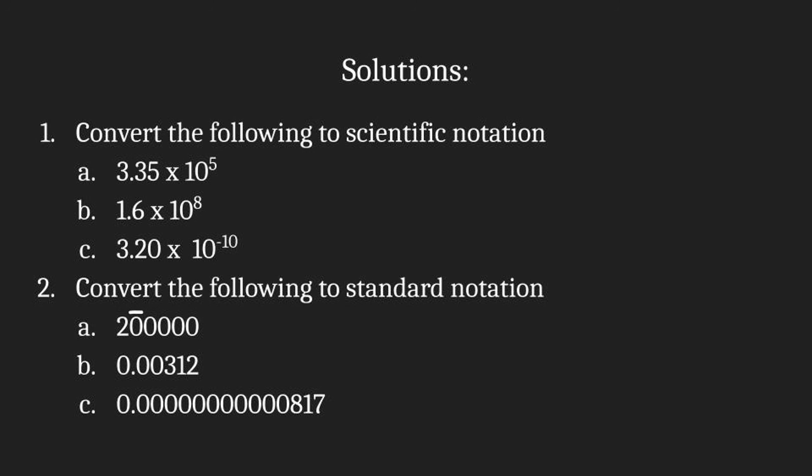The solutions are as follows. 1a was 3.35 times 10 to the 5th. 1b was 1.6 times 10 to the 8th. And c was 3.20 times 10 to the negative 10th. Question 2a was 200,000. Question 2b was 0.00312. And question 2c was 0.11 zeros, then 817.